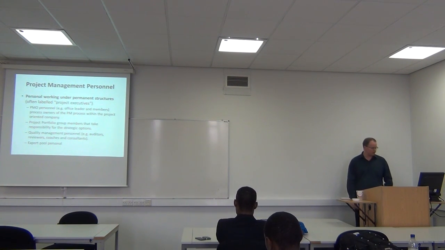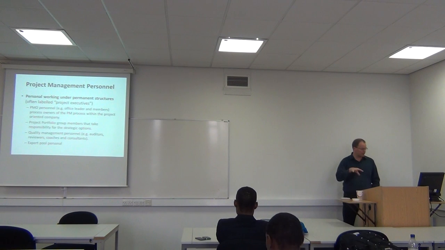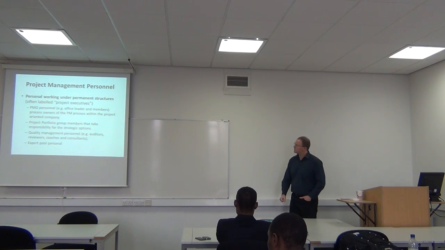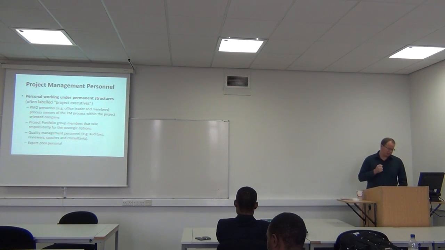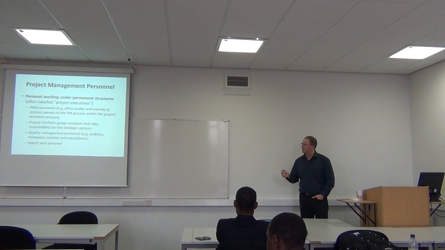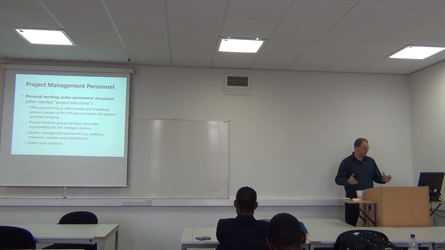But in a permanent structure, you would find probably the project management office and the personnel attached to that. So that may be the office leader and other members. Here you may actually have planning assistants, potentially quantity surveying, costing and bidding preparation, things like that. They are often the process owner of the project management process within the project-oriented company. So they look as well after things like knowledge management, ICT solutions, for example, what their preferred methods are. And finance reporting mechanisms are often as well part of that.